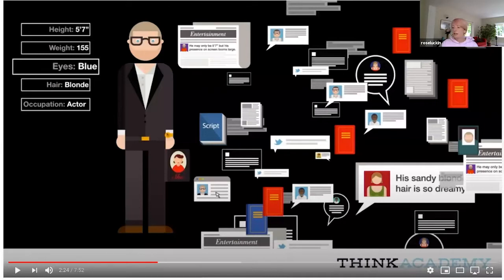It's really on YouTube, and I think it's quite a nice introduction to machine learning. But here we can see the example of the structured data as being information about height, weight, eye color, hair color, occupation of a particular person.